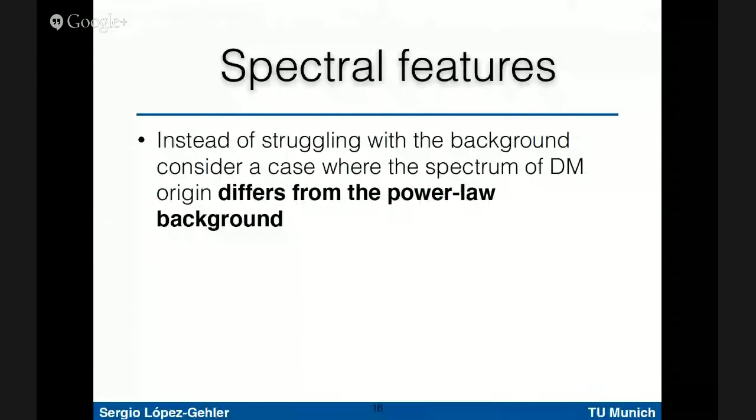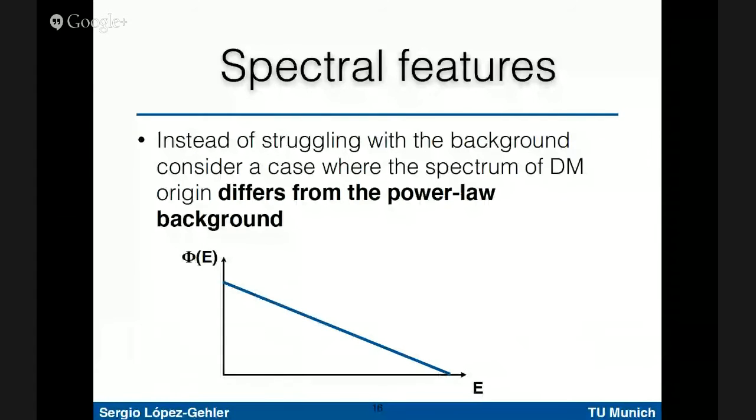We've been modeling the background in gamma rays mostly with power laws or broken power laws. This is a good approach to model the background. However, here, in this log-log plot, we have a negative power law, and if we were to plot a spectral feature over it, it would be clear to see that it differs from a power law. So it would be a lot easier to pinpoint an observation in this channel.